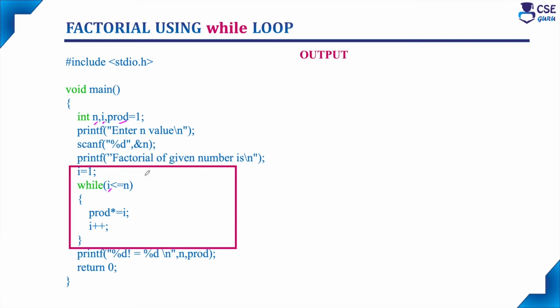As for the output, first we need to enter the n value. If we have entered 4, we need to find the factorial of 4. The factorial of 4 is nothing but 24. The factorial of a given number: 1 factorial is 1 only, 2 factorial is 1 into 2. Starting from 1, up to the number we need to find, we multiply the sequential numbers.